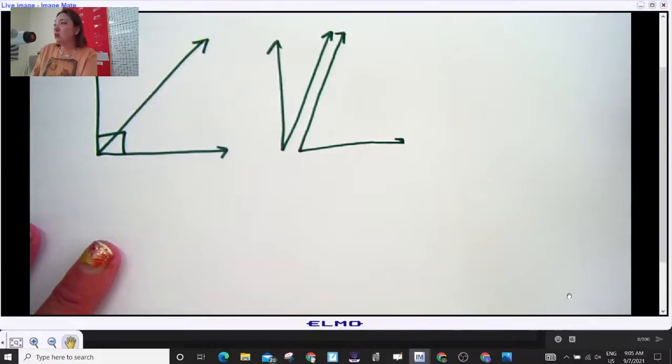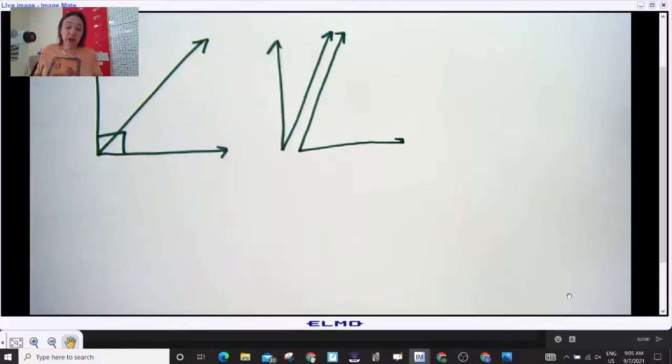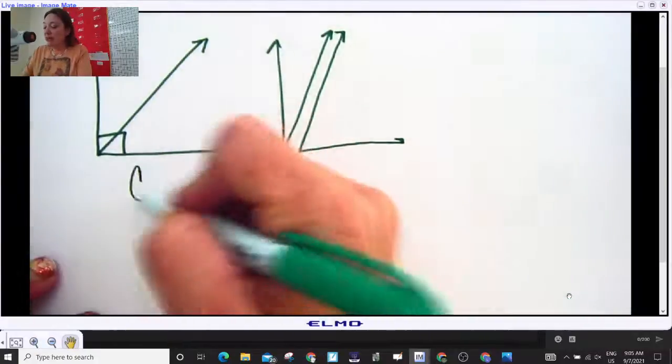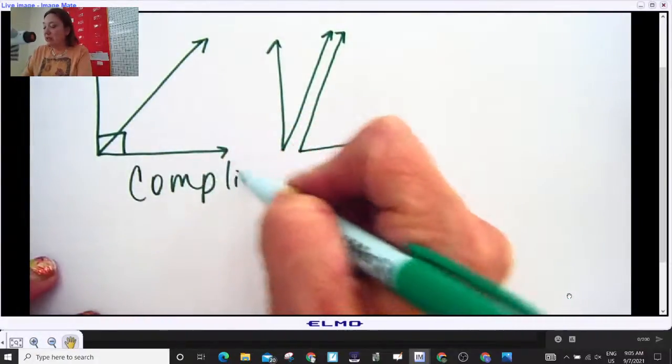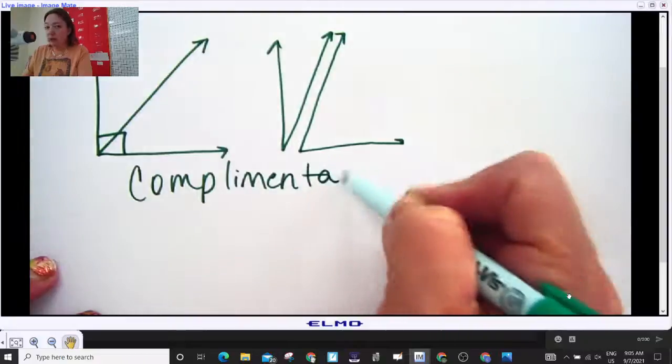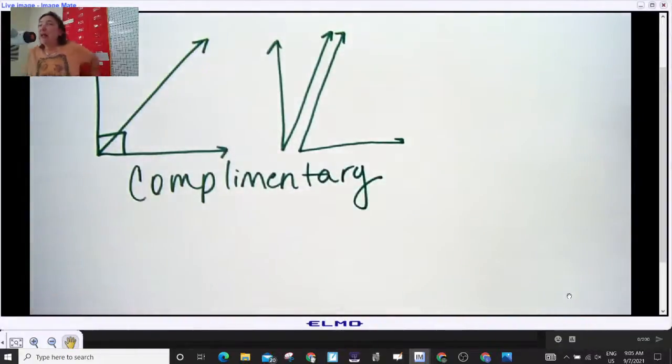Anybody know what that special name is? You have learned this before. This is just review. It's not new information. Complementary. So, when you have two that add up to 90, those are called complementary angles. Now, we're going to come back in a minute and talk about how you can remember what's what, okay? But for right now, complementary angles are angles that add up to 90.